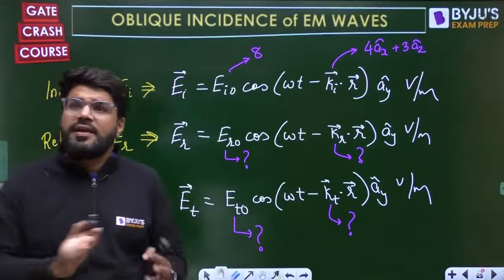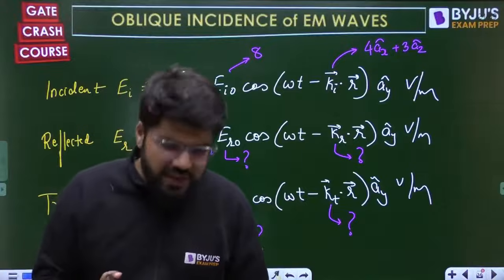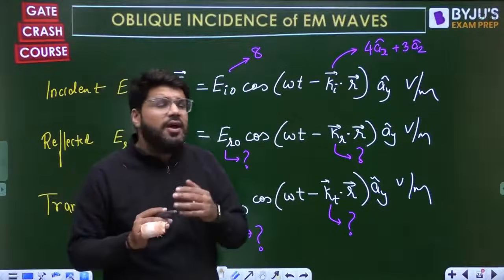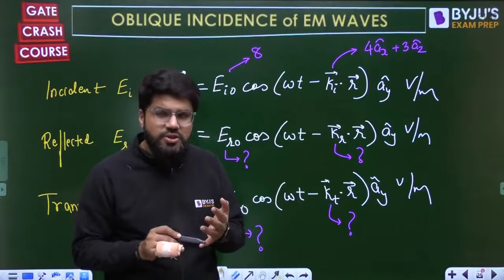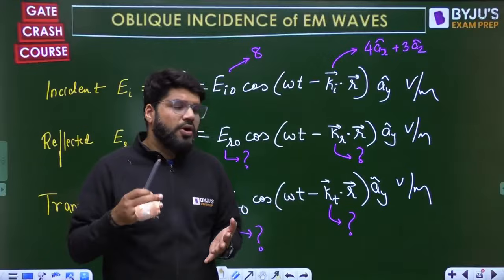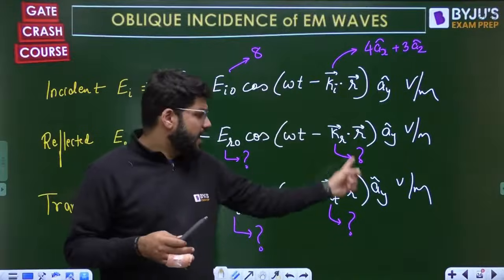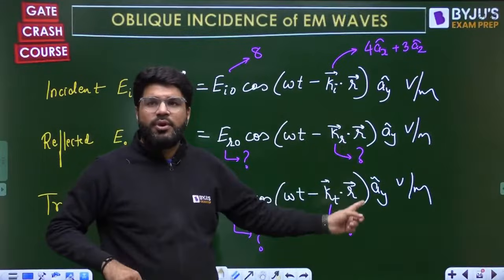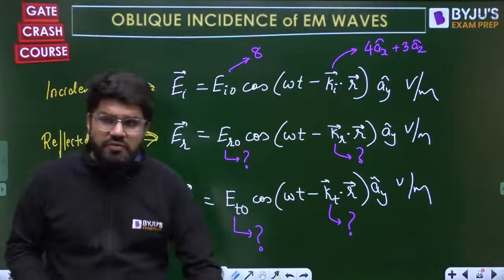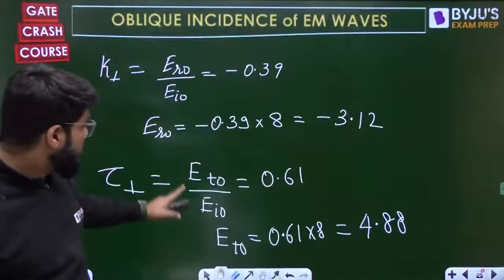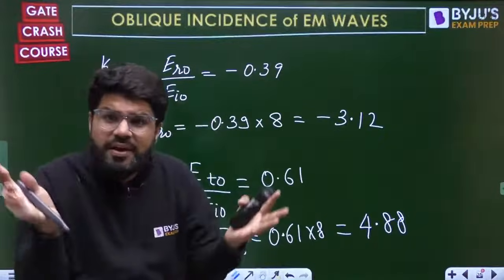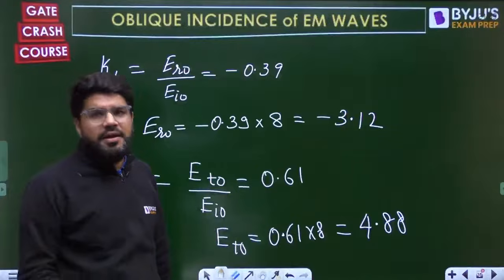And guys, don't think that this is a lengthy problem. Within this problem, we are covering several things. Snell's law is also covered. These are all individual questions in the exam: Snell's law, or the angle of reflection, angle of transmission, or the KR and KT, the propagation vectors of the reflected and transmitted waves, or the k and tau that we have calculated. Either k is a question or tau is a question. All these are individual questions. Combining so many things, we have a bigger question which explains everything.